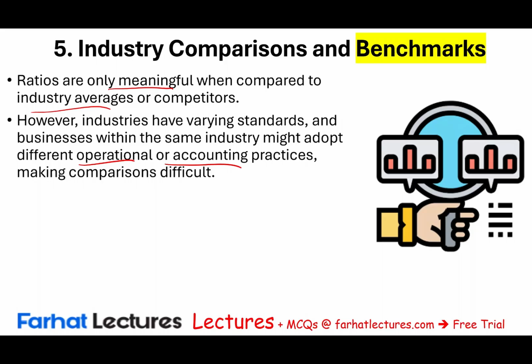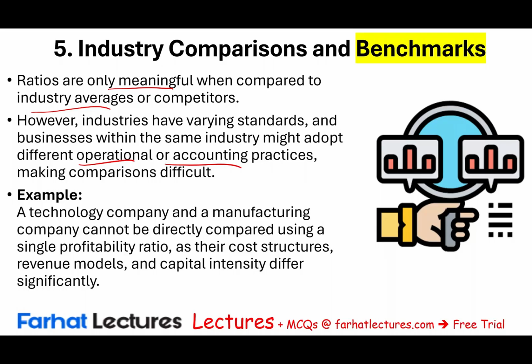Nevertheless, you have to have some sort of a benchmark, but you have to keep in mind that the benchmark may not be the best. So a technology company and a manufacturing company cannot be directly compared using a single profitability ratio, as the cost structure, revenue model, and capital intensity differ significantly. So the first thing, we already know this: you cannot compare two companies in two different industries. We already know this, but we're starting to set the ground from the big picture.